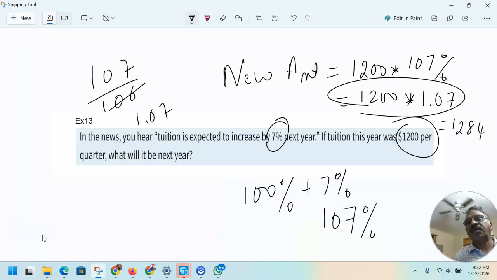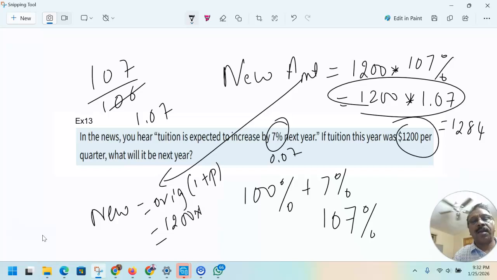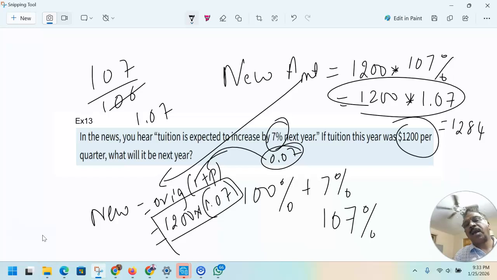So a lot of strategies can be used. Or you could also say the new amount is the original amount times one plus p, right? The p is already known, which is 0.07. So the original price is 1200, and you could directly say you're adding one to 0.07, which is 1.07. So directly also we can write. As you become confident, you can do these shortcuts. I'm just trying to show all of them.